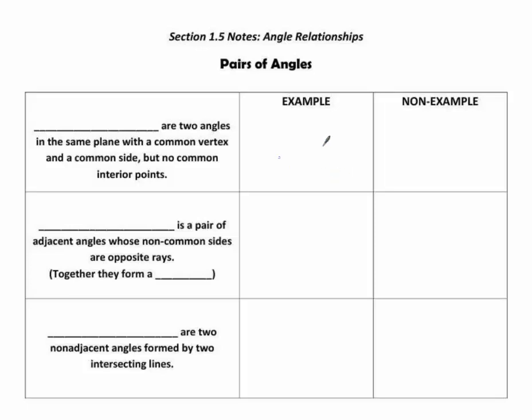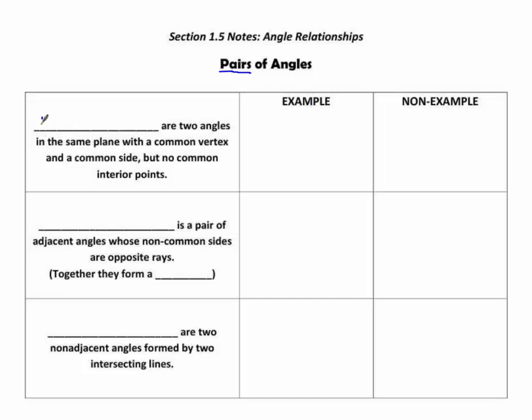So in the last video we learned a little bit about angles, and today we're going to learn a little bit more about angles. There's several different types of angles, and today we're going to talk about several different pairs of angles. And you know, pairs means two. So there's several different ways that two angles can be attached together or appear together.